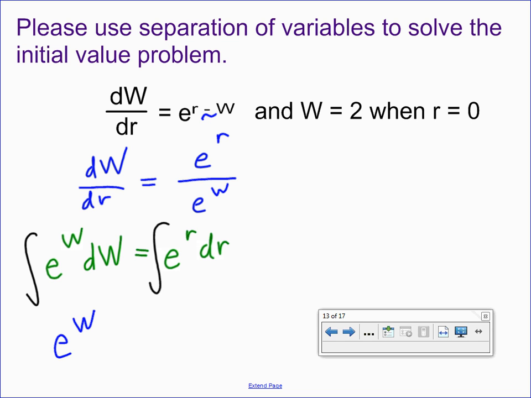So far. Plus c, but we're not going to include the plus c on the left, we're going to include it on the right. e to the r is an antiderivative for e to the r with respect to r plus c. What are we trying to solve for?